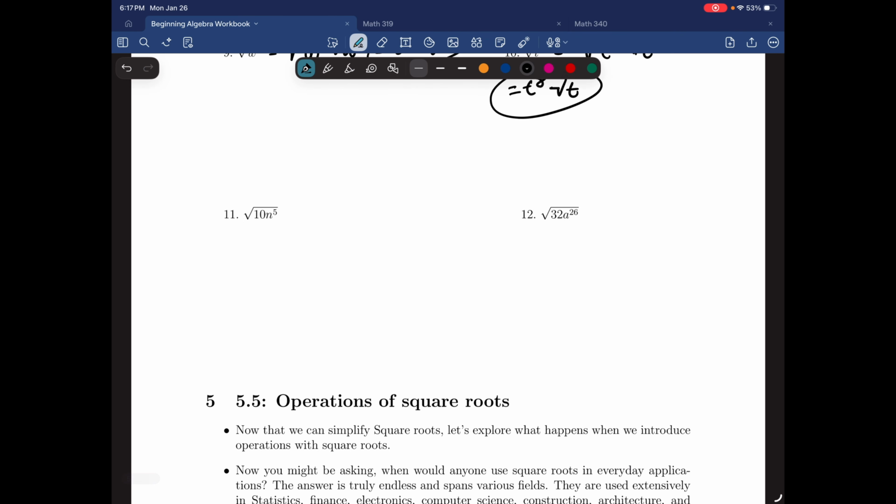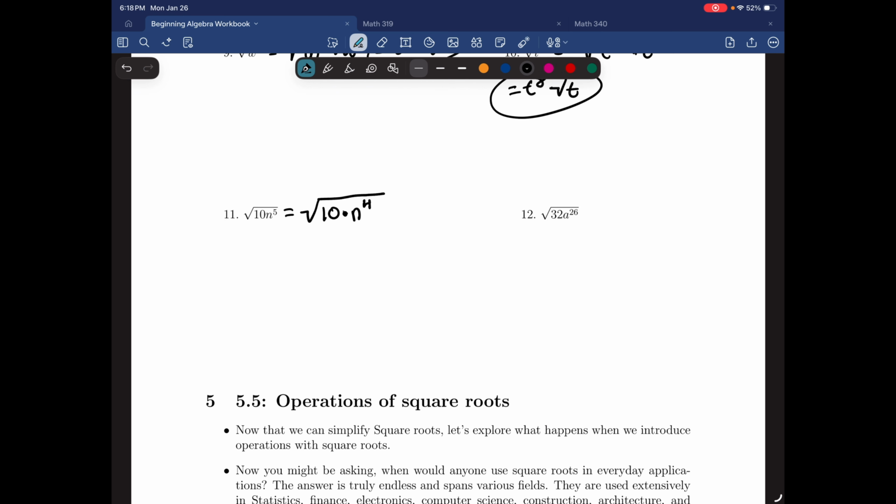Alrighty. Looking at example 11, we have the square root of 10 times n to the 5th power. Well, now that we have numbers involved, some of us might be like, uh-oh. But the thing is, it's still just like what we've been doing before. So we're going to treat this 10 as a separate square root that we have to simplify, and n to the 5th as another separate square root to simplify. As we've seen before, when we have odd powers, we can pull apart those powers to make our lives easier.